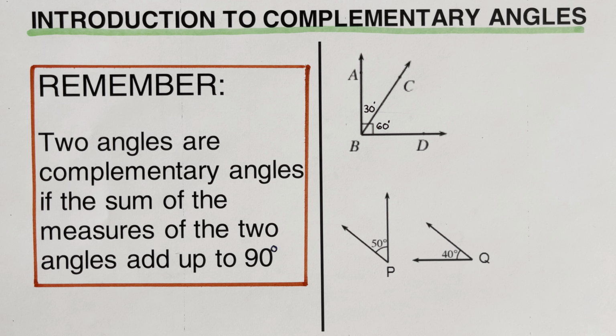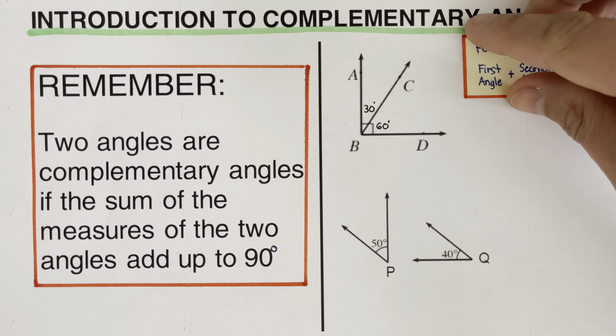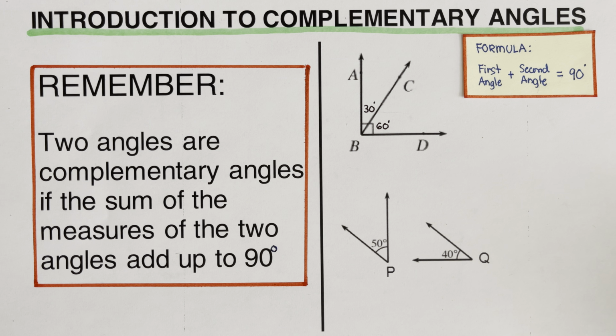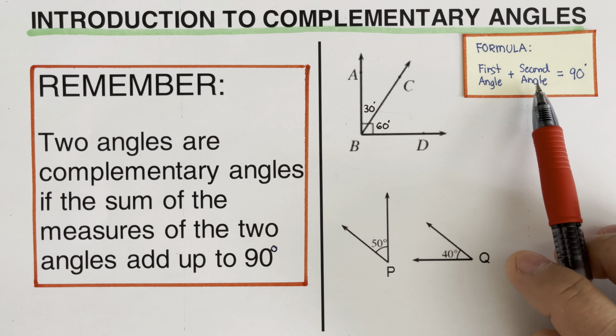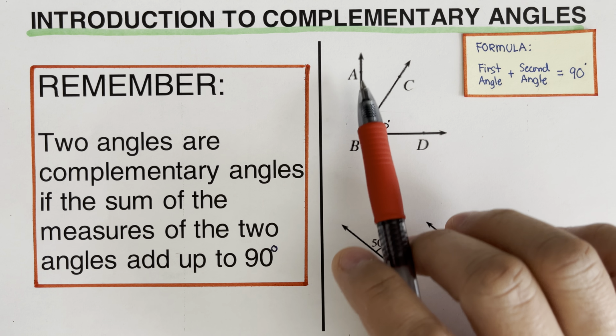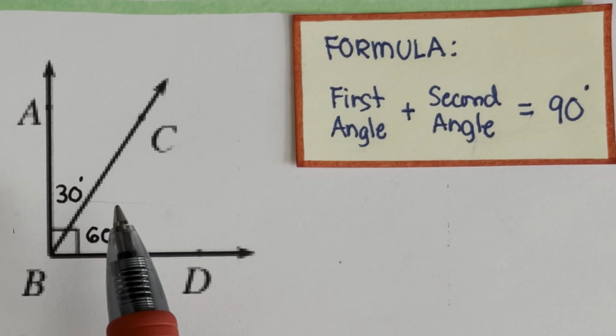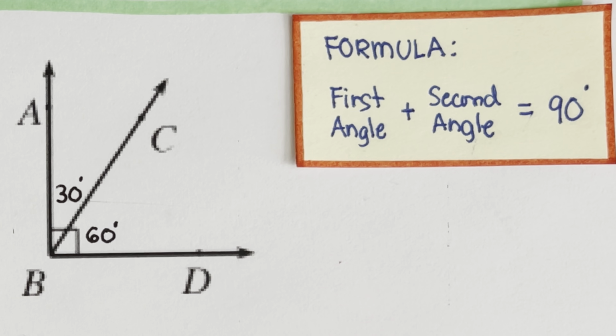I actually have created a basic formula in order that we can test if two angles are complementary or not. So we're going to use this formula right here. Since we say that the sum of the two angles is equal to 90, the formula is first angle plus the second angle is equal to 90 degrees. So let's take this first example right here and test if this is an example of a complementary angle or not.